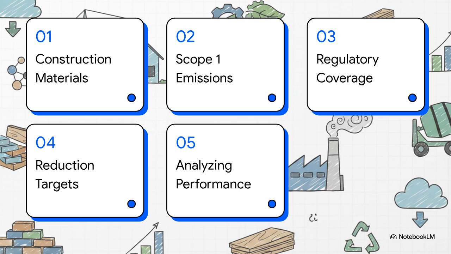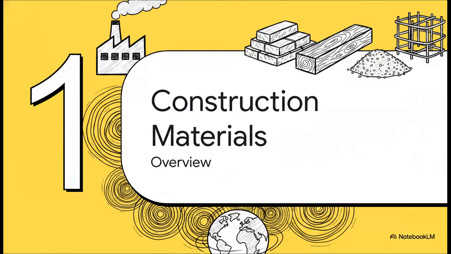Here is our roadmap for today. We'll start with the construction materials standard, move into calculating Scope 1 emissions, figure out regulatory coverage, look at setting reduction targets, and finally, wrap up with analyzing your performance. Simple, right? Let's go. All right, part one, the construction materials standard.